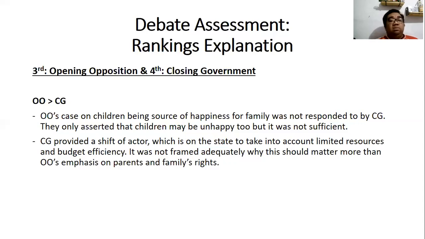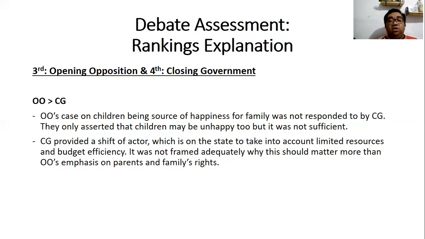Closing government did not explain why prioritizing the state is something that is valuable, especially when you talk about limited resources and budget efficiency. So these comparisons then ultimately put opening opposition in the third rank and closing government in the fourth rank. And those are the reasonings behind our rankings.